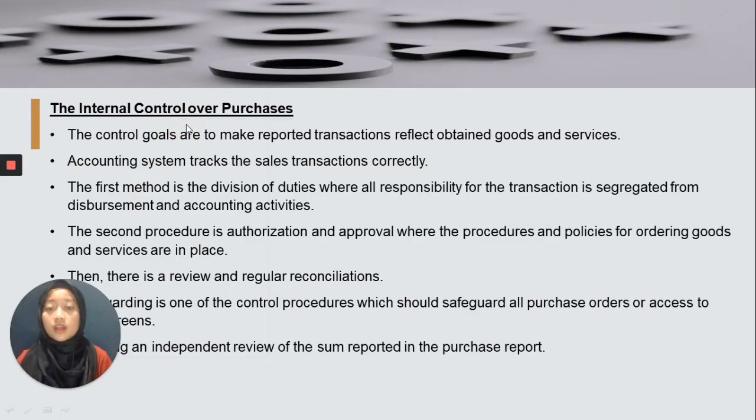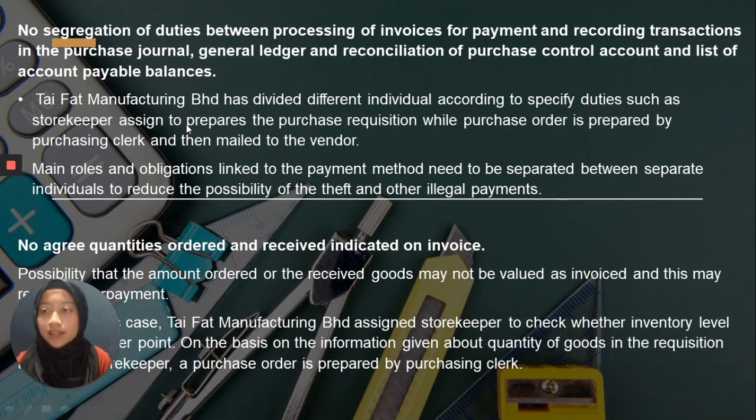Okay, the next is the general ledger, and reconciliation of the control account and list of account payable balances. So in this case, Berhad has assigned different individuals according to specified duties, such as the storekeeper in purchase presentation, while the purchase order is prepared by the purchasing clerk and then sent to the vendor. So the quantity ordered is indicated on the invoice.